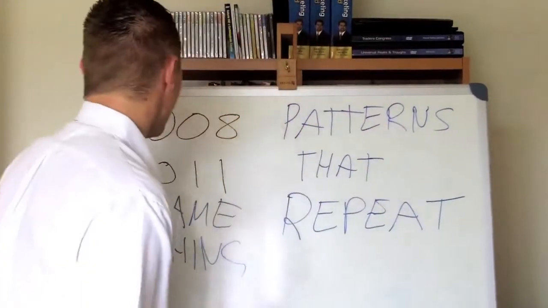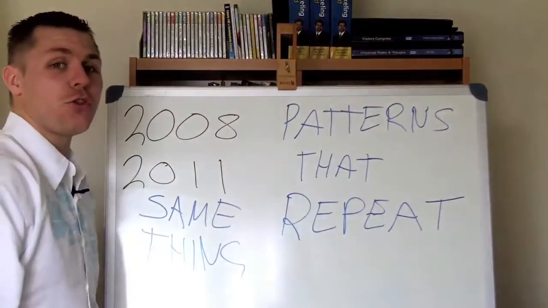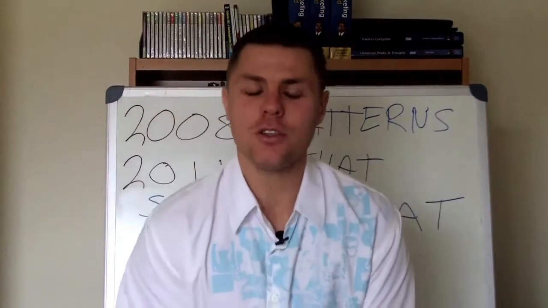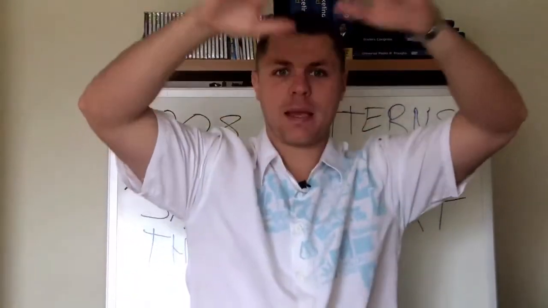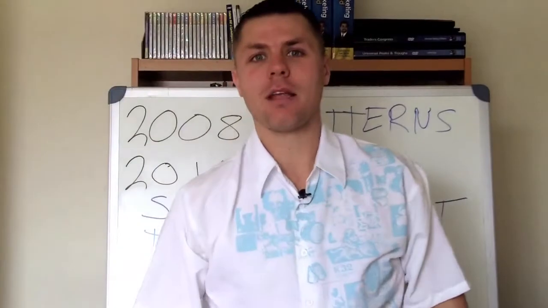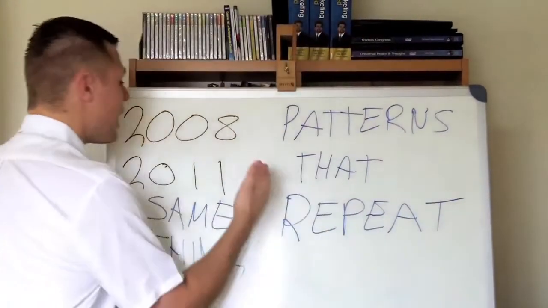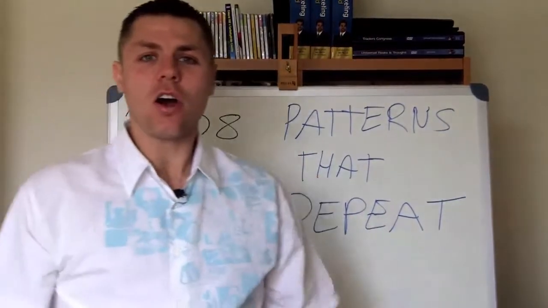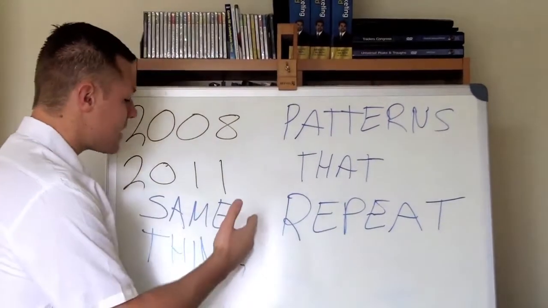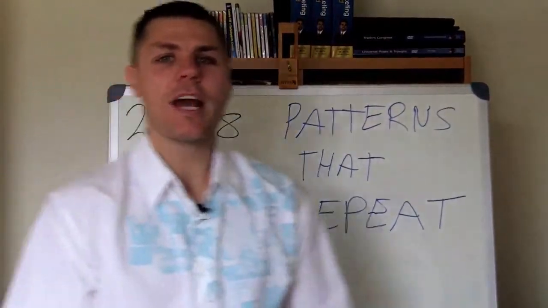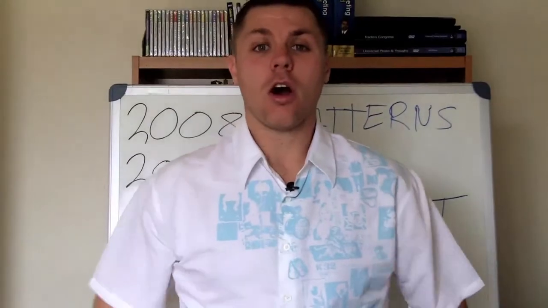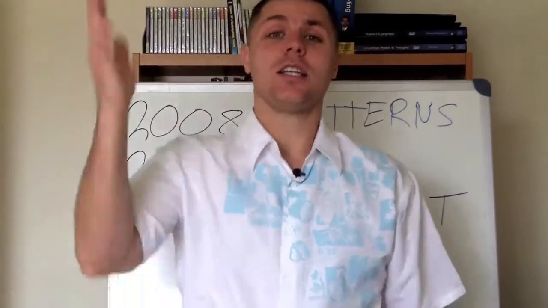Now, if we have a look at the 2008 stock market crash, what happened? We formed a big topping pattern and then the market came down. Well, guess what? In 2011, where we are right now at the end of August, we are getting the same thing. The same thing is forming on the chart right now, and I'm going to get to the charts in just a second.